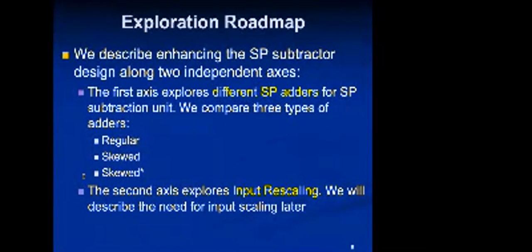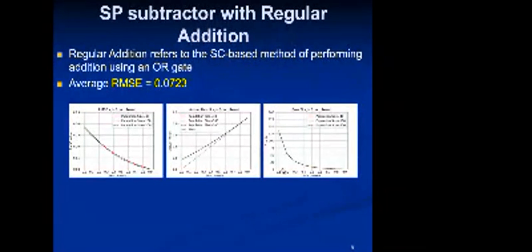Now that we have seen the basic SP subtractor idea, we are going to look at practical implementations of the SP subtractor. We are going to explore two independent axes. The first is going to involve use of different SP adders, and the second axis is going to explore input rescaling. First, let's look at SP subtraction with regular addition. Regular adders are nothing but SC-based adders where we use a bank of OR gates to compute the sum of x and y. We'll use as many OR gates as the length of the population bit vector.